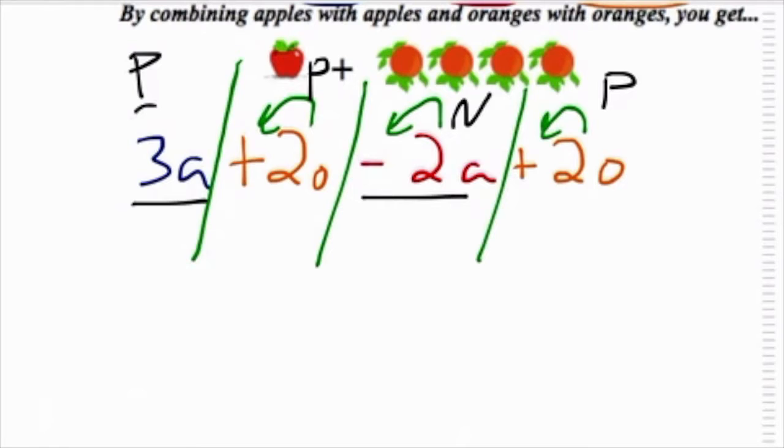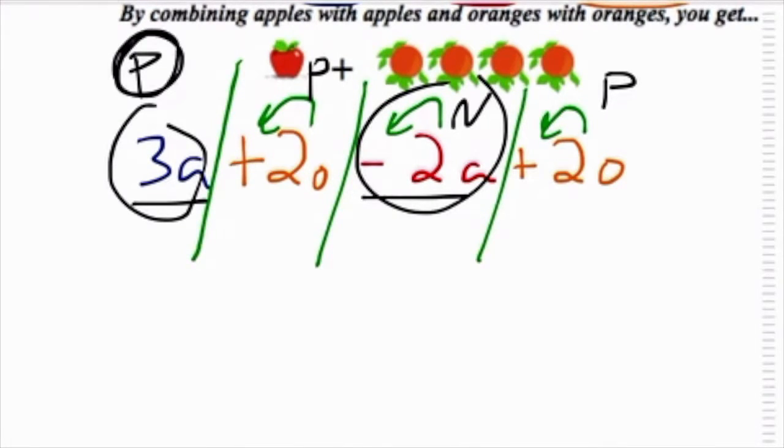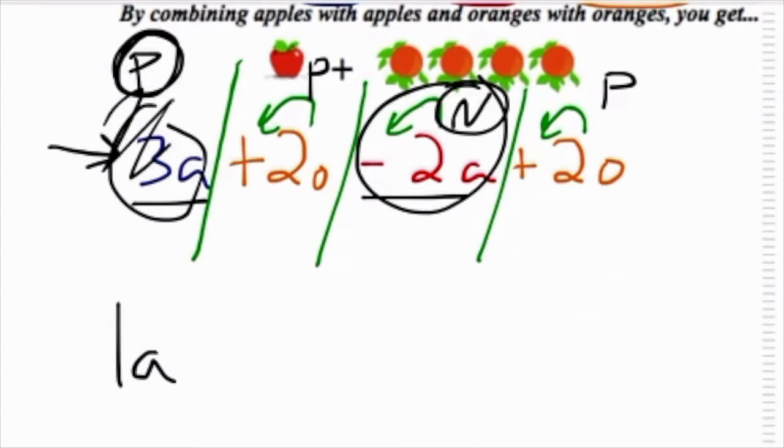So even though I said 3a plus negative 2a, because signs are different, because one's a positive, one's a negative, I'm technically going to subtract. And 3 minus 2 is 1. And because the 3 has more players, it's a positive 1. So my answer is positive 1a. Done. Cross it off, cross it off.